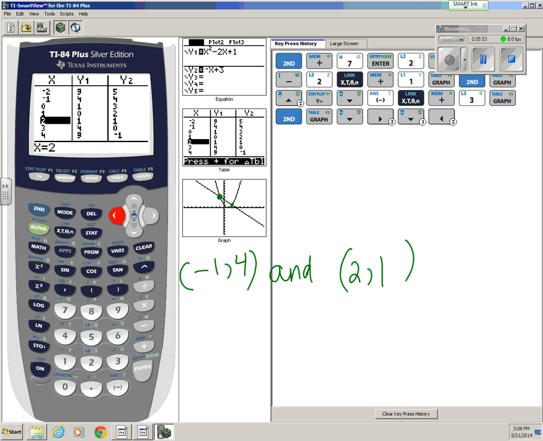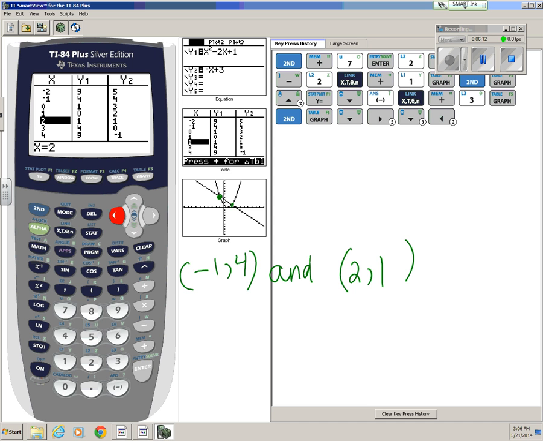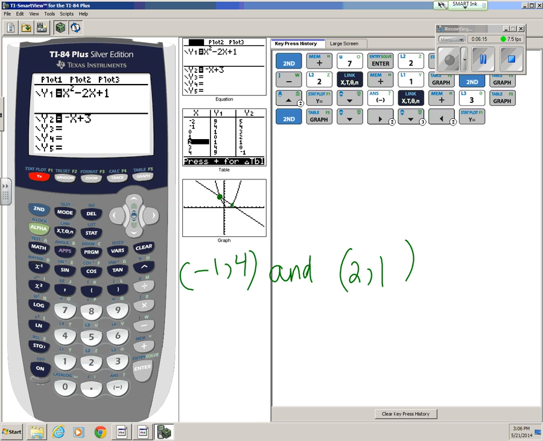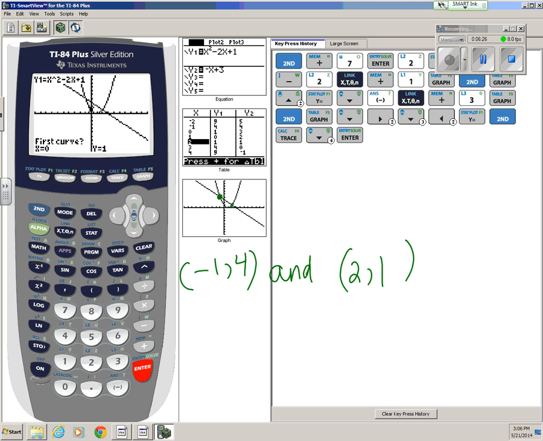The instructions that are on the calculator were this. If you go back to your notes for a second and you look at this thing right here, you might want to check the solutions on the calculator by doing second trace intersect, enter 3 times. What that really means is once I have these two equations, I can go to second trace, which is calculate. I can go down to choice 5, which is intersect. Once I hit enter and it asks me for first curve, y1 in the top left-hand corner is my parabola, and y2 is my line, it is.